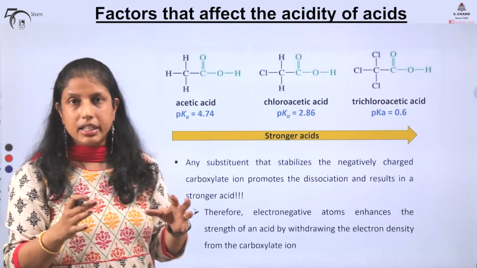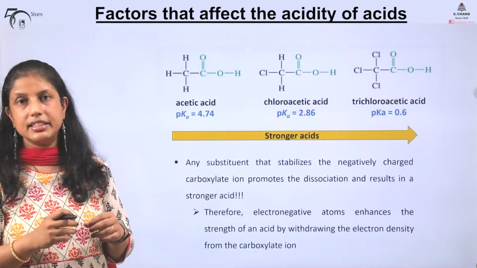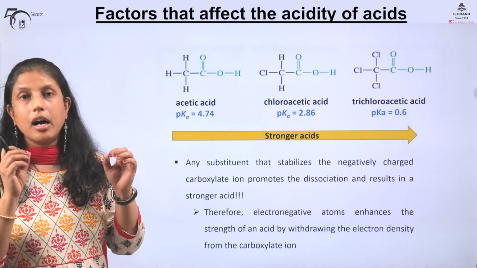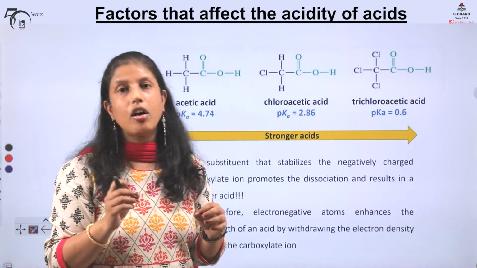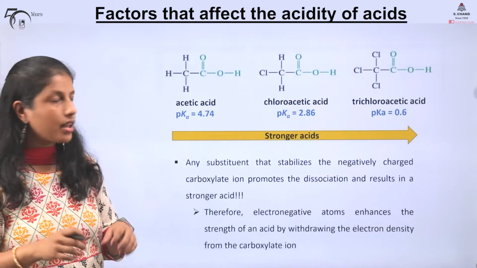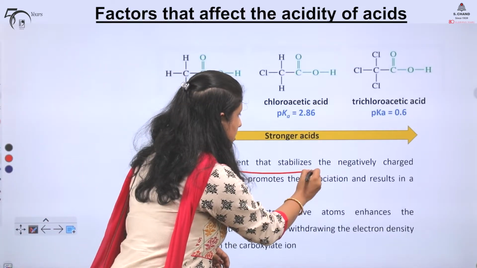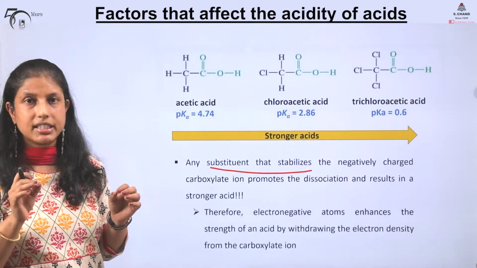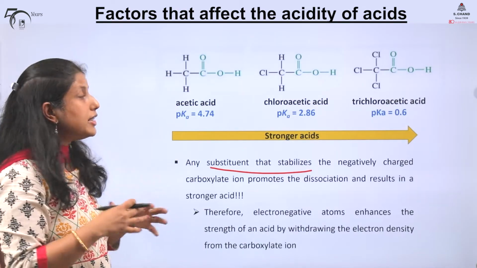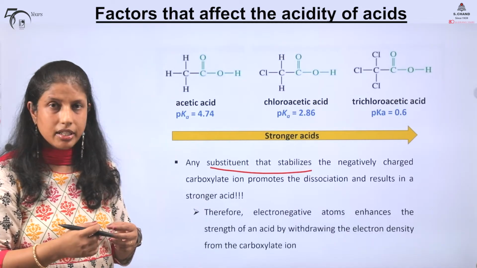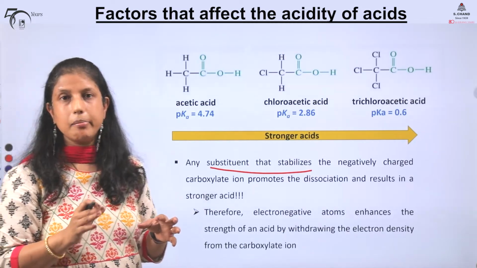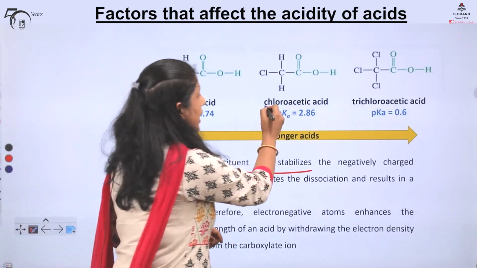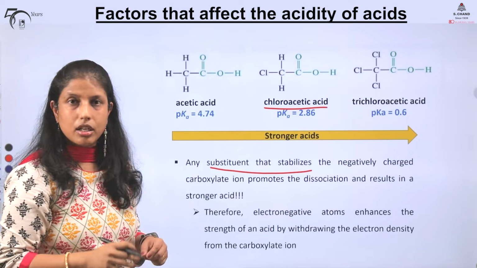Now, what do you think would affect the acidity of the acid? You are right. It depends upon the stability of the carboxylate ion. Any substituent which stabilizes our negatively charged carboxylate ion is going to promote the dissociation and therefore results in a much stronger acid. So, let's look at chloroacetic acid.